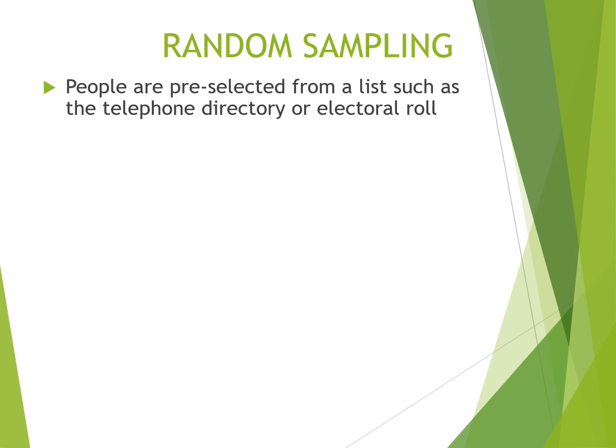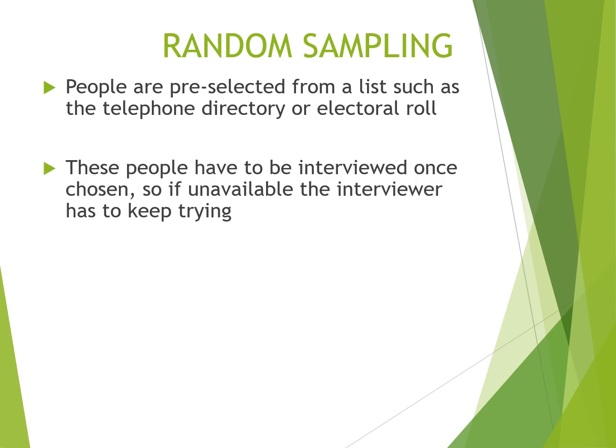Now, random sampling is where people are pre-selected from a list, such as the telephone directory or an electoral roll, or there could be a database that's online or whatever, and what the company is doing is simply picking at random from there. So there's no rhyme or reason as to why people have been picked. These people have to be interviewed once they're chosen. Now, the thing about random sampling is when you pick that person, they have to be chased up until they're actually interviewed. So if they're unavailable, the interviewer has to keep trying.